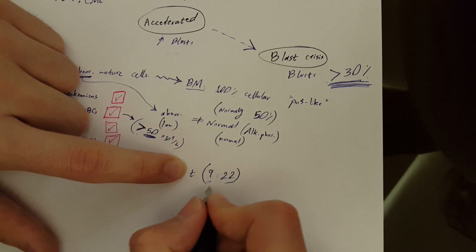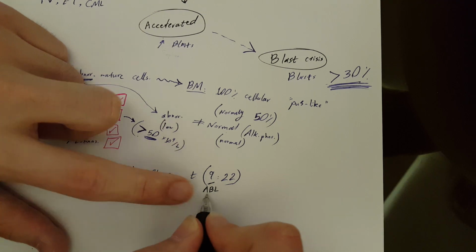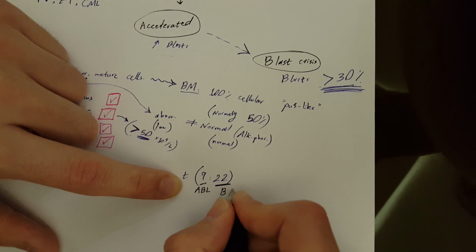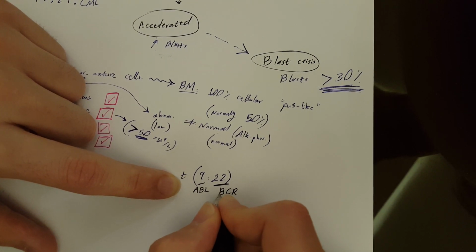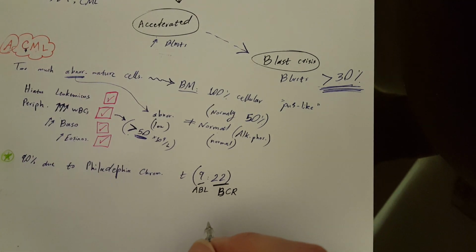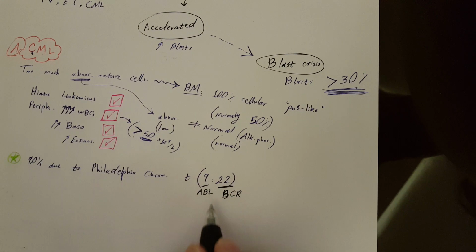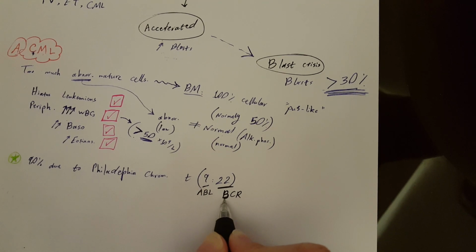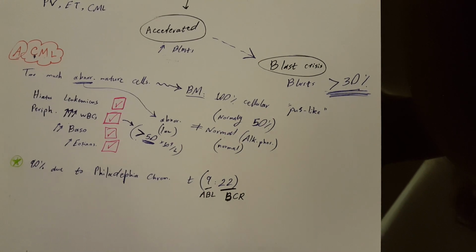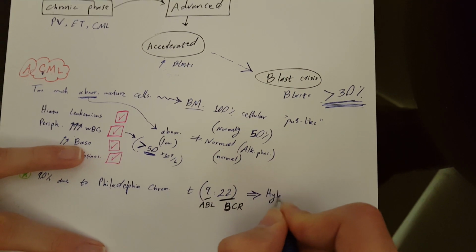The 9 is for the ABL. If you want to know ABL, it's Abelson, or Abelson, I don't know, Abelson leukemia, ABL. And this one is for BCR. What was BCR? Breakpoint cluster region, I think, or I forgot. Anyways, it's BCR. And this leads to a hybrid protein.